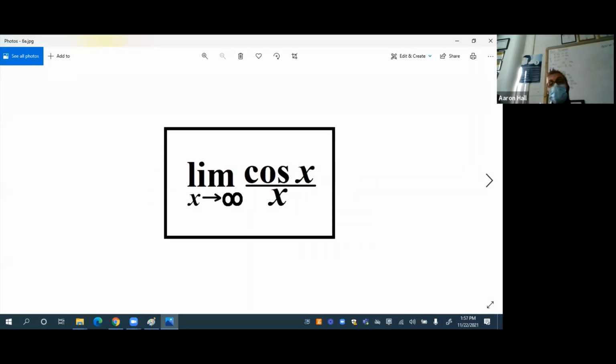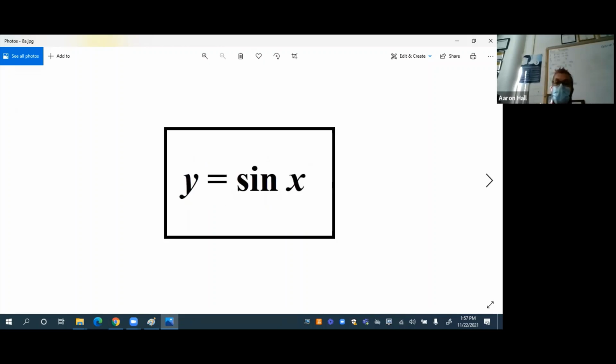The limit as x approaches infinity of cosine of x over x. It is 0. The limit as x approaches 0 of sine of x over x. 1. What is the derivative of sine of x? Cosine of x. What is the derivative of tangent of x? Secant squared of x.